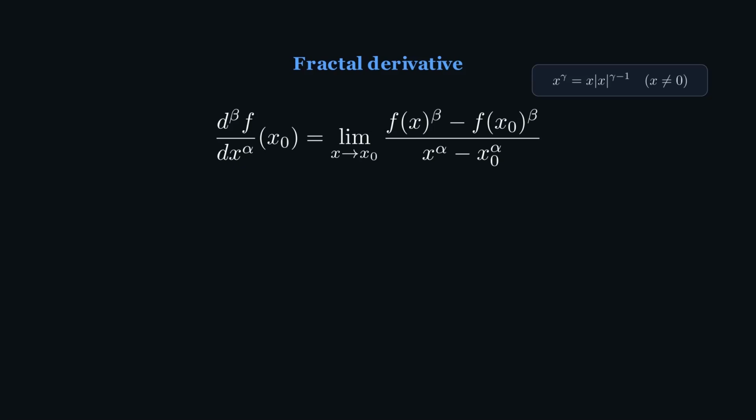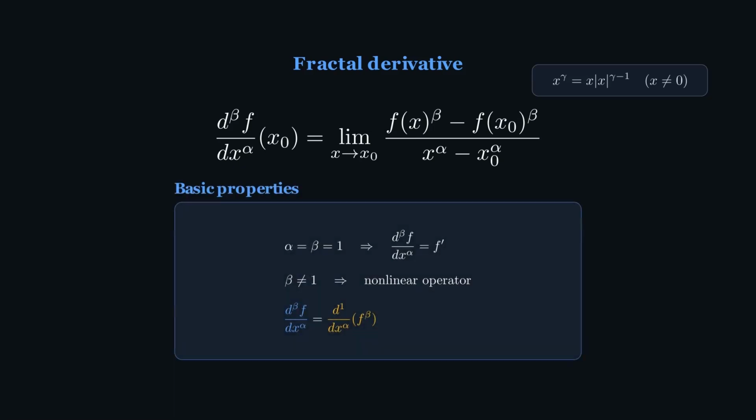There are three basic points to keep in mind. First, when alpha and beta are equal to 1, the classical derivative is recovered. Second, when beta is different from 1, the operator becomes nonlinear. And third, the same derivative can be interpreted as an alpha scale derivative applied to f raised to beta.